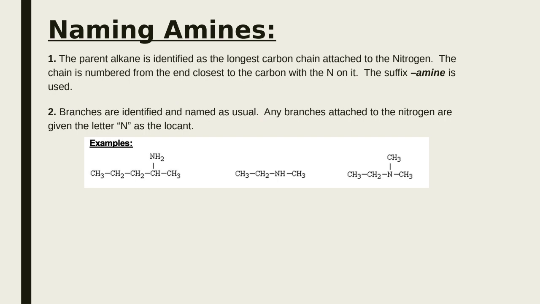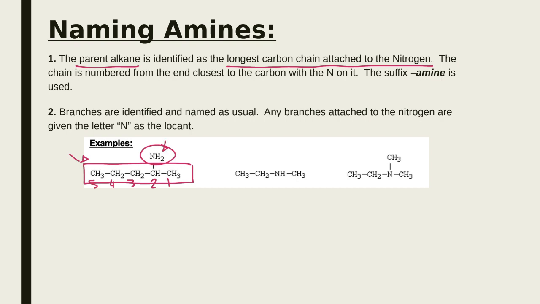Naming amines and amides is a little bit different than normal organic nomenclature. With an amine, you are going to find the parent alkane as the longest carbon chain attached to the nitrogen. So we're going to come down to this example right here, and there's my amine group, and this is the longest parent chain attached to the nitrogen right there. We're going to number this parent chain from the side closest to the amine group. So I'm going to number it from here, 1, 2, 3, 4, and 5.